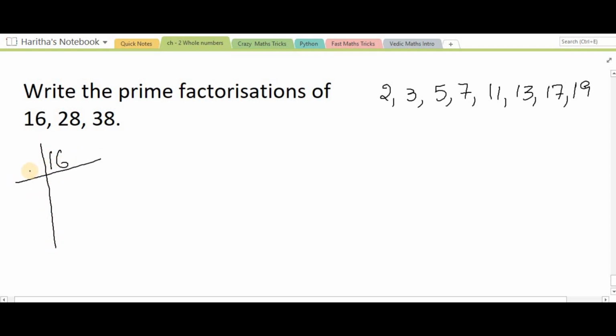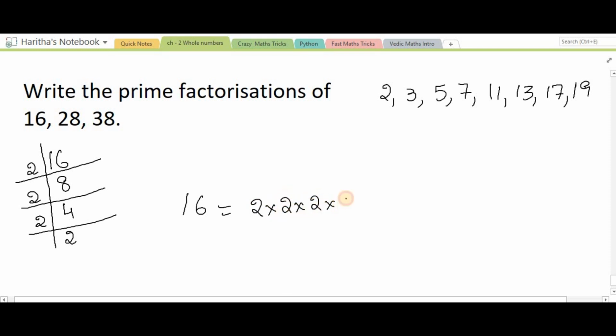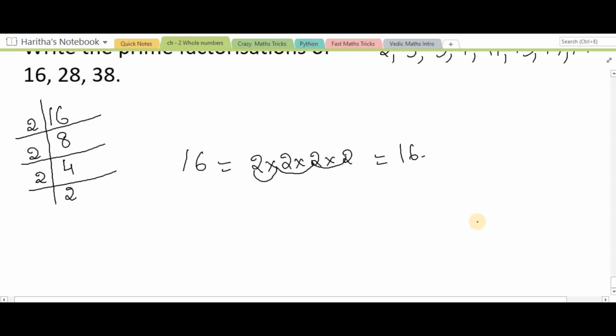So just draw a line. Now 2 eights are 16. So you may get it that I can stop when the last number is a prime number. So here 2 is a prime number, so I can stop the prime factorization for this. 16 is equal to 2 into 2 into 2 into 2. If you multiply, you'll get 2 2s are 4, 4 2s are 8, 8 2s are 16. In that way you are going to find out.